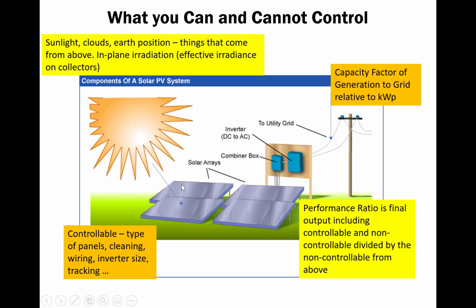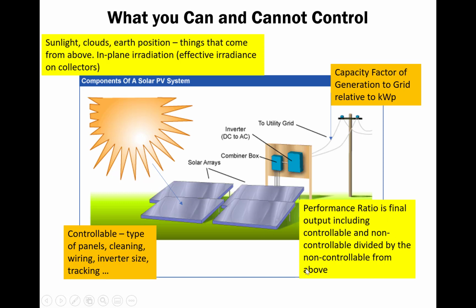You get to control, and that's where these different technologies come in. You get to control what kind of panels you put in. You get to control how you convert the electricity at a direct current that comes from these panels and puts it into the grid. You get to control how these things are tilted, or if they use a tracking system. You get to control the wiring. You get to control the cleaning of the panels.